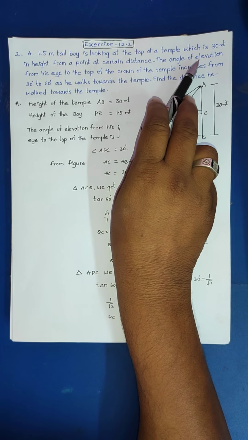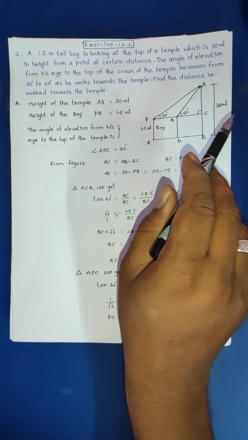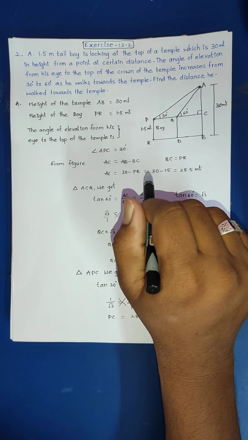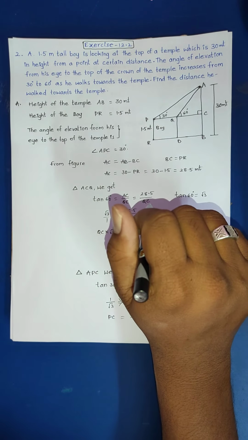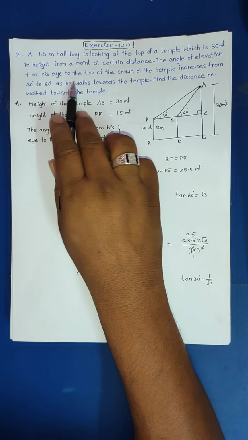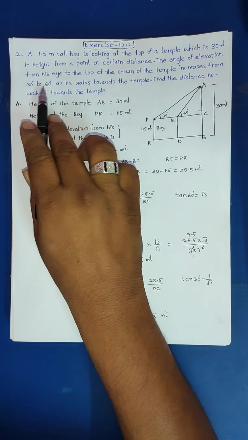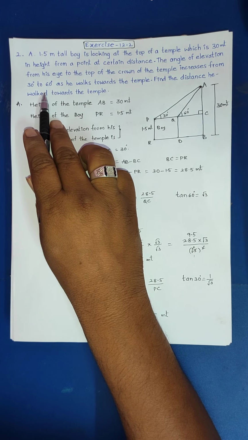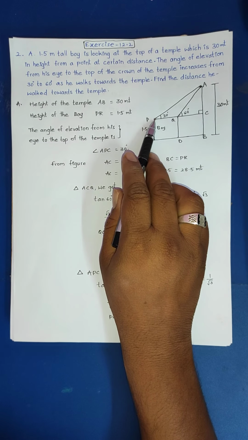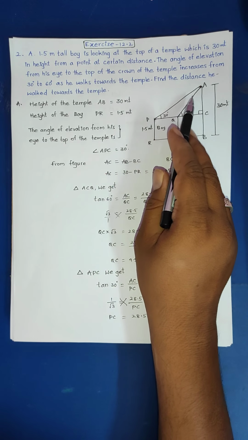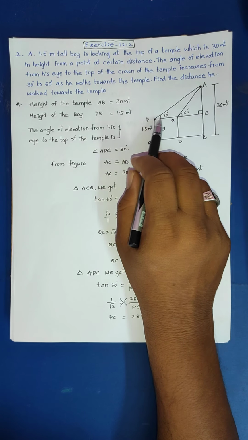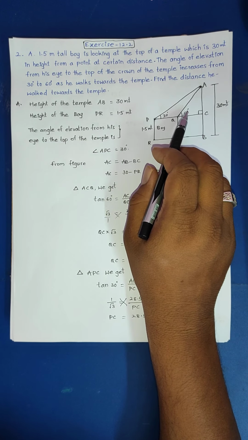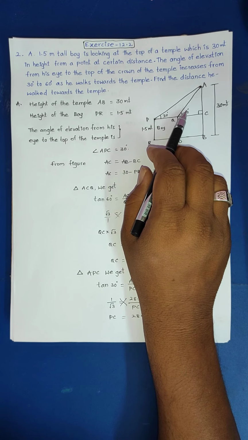The angle of elevation. Elevation means above the horizontal line. Depression means below the horizontal line, with the eyesight below the horizontal line. Okay. The angle of elevation from his eye to the top of the temple changes from 30 degrees to 60 degrees. When he observed the first time, his eyesight line to horizontal line angle is 30 degrees. Another time when he observed, the angle is 60 degrees.